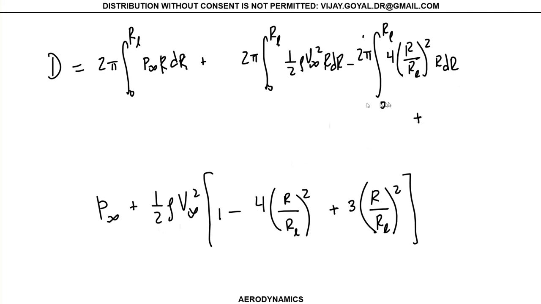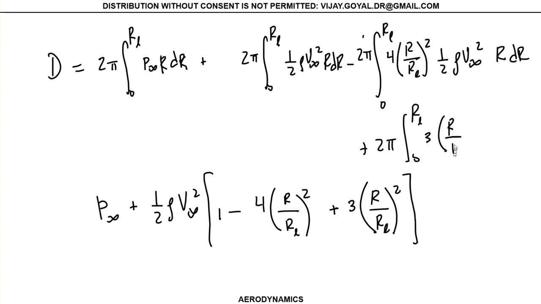This is all multiplied by 1/2 rho V squared R dR. And the last term is 2 pi, 0 to RL, 3 R over RL squared, 1/2 rho V squared R dR.